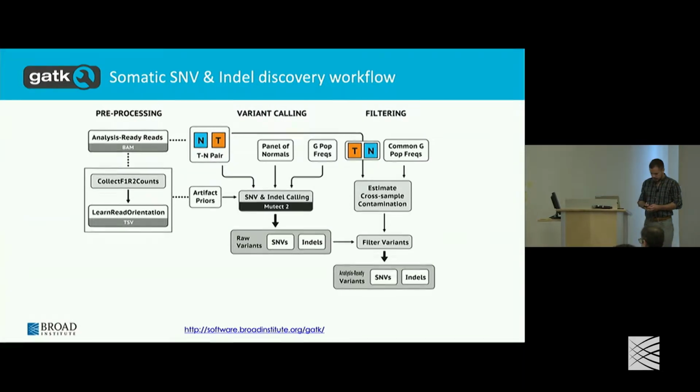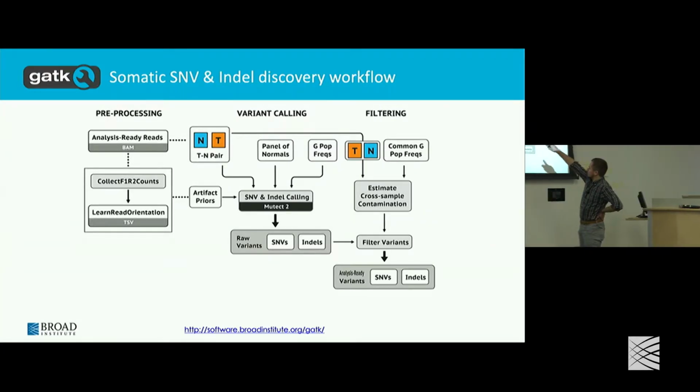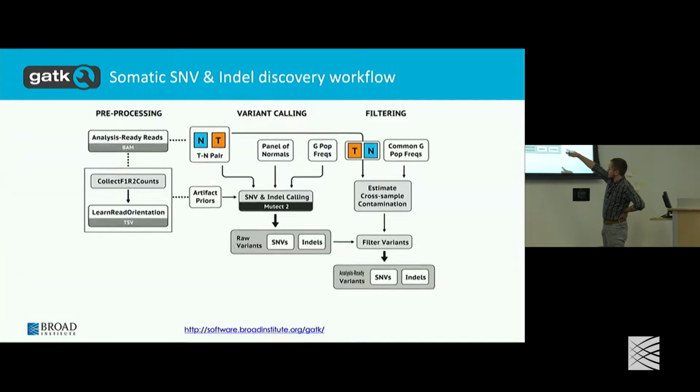So basically, the middle part of the actual diagram is the mutex tool itself. It takes a tumor normal pair and also the panel of normals that Lee talked about. And then everything else, including the stuff on the side, is part of the filtering.